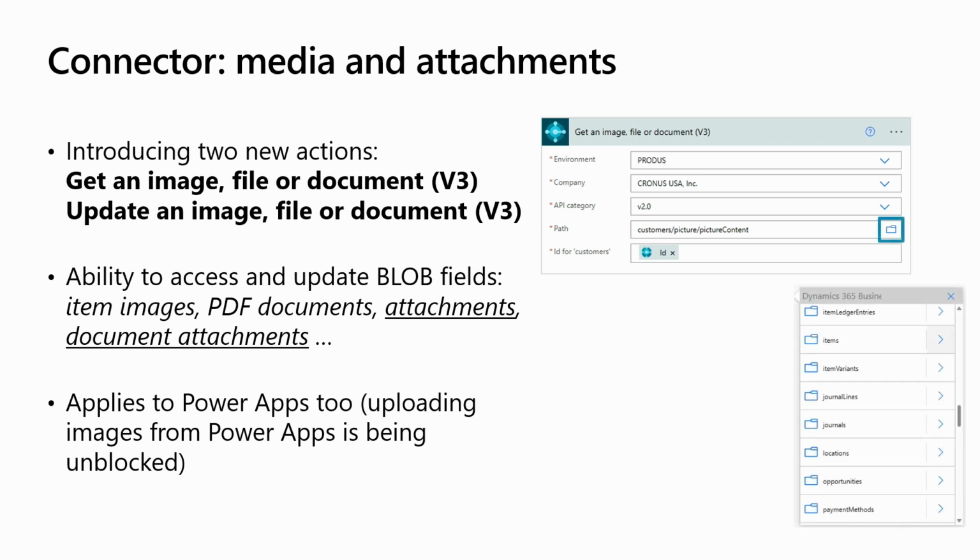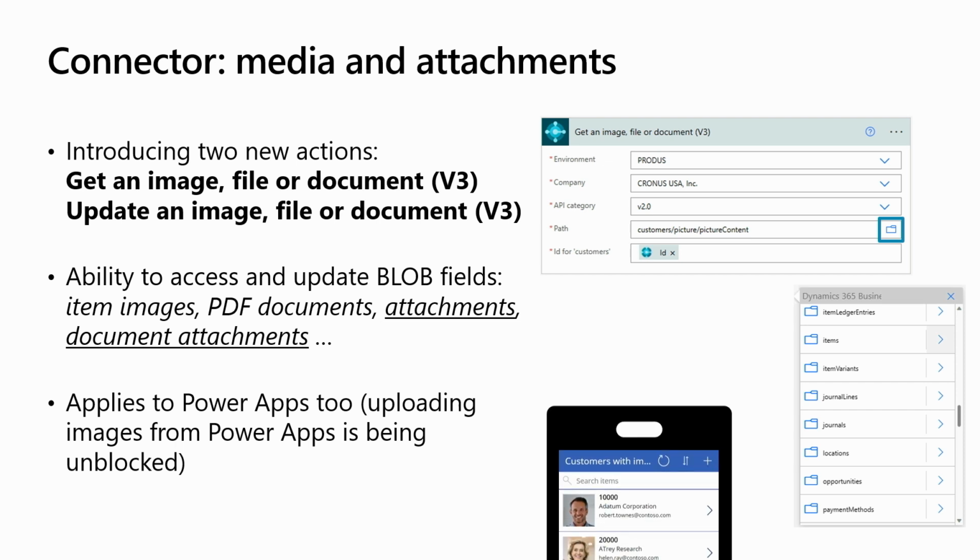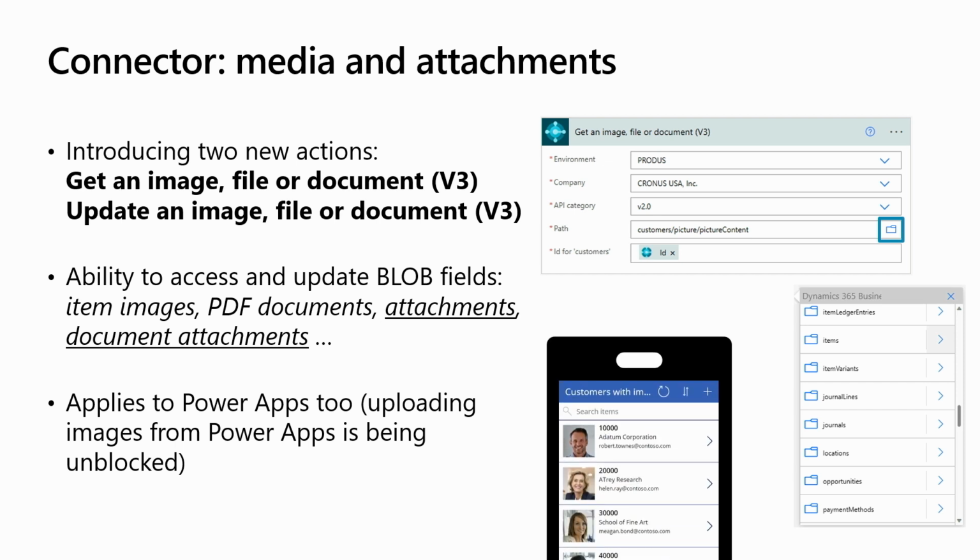On the right, you can see the action get an image file or document in my screenshot. There is a small folder there, which allows you to explore the endpoints available in the Business Central API route that you chose. This makes it easier to find the image file or document that you want to interact with. We also have support for images in Power Apps.